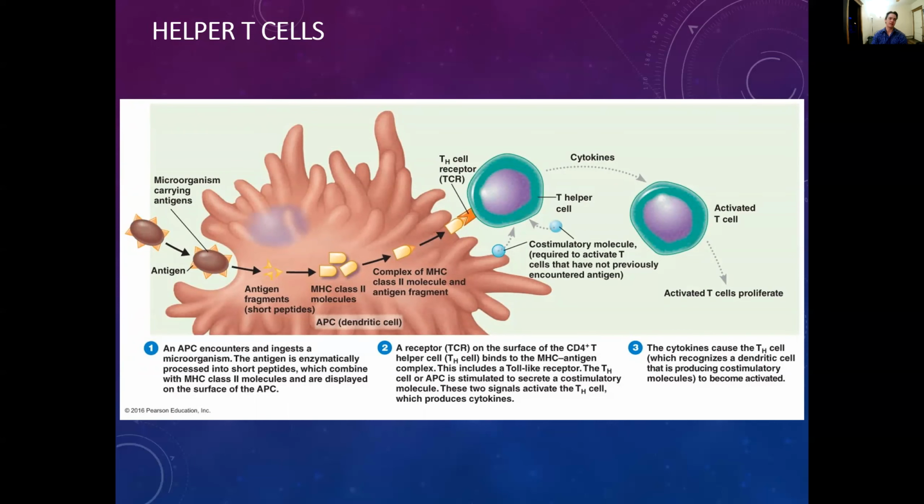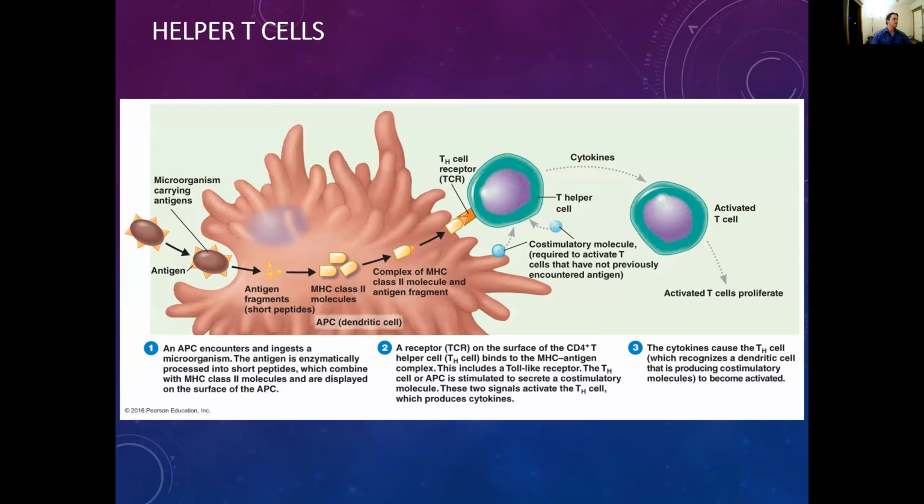To activate this cell, we need two signals. The first is the signal that binds the TCR receptor to the processed antigen, and the second signal requires a co-stimulating cytokine such as IL-2. There are some other examples too, but it requires one of them. Once activated, the T helper cell will secrete cytokines that affect the effector functions of multiple cell types of the immune system.